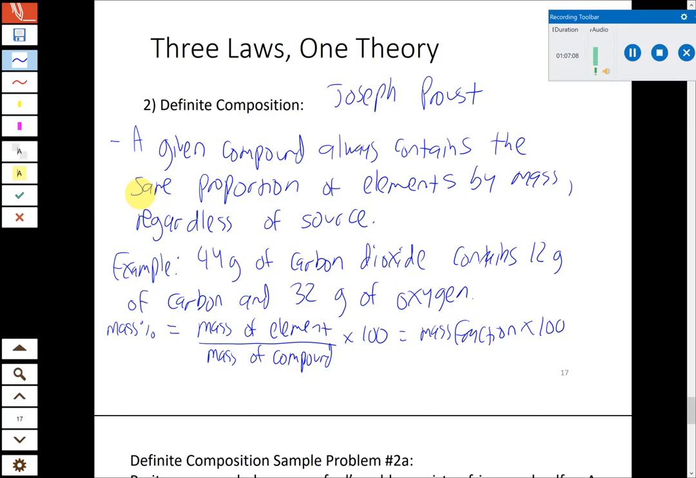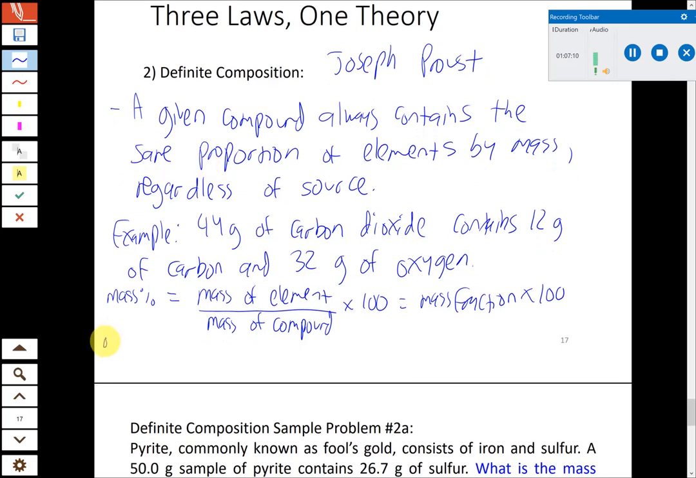So for carbon dioxide, we can calculate a mass percent for each element. So we can do it for oxygen, which would be taking the amount of oxygen in the compound, 32 grams, divided by the amount of carbon dioxide total, the amount of compound that we have, which is 44, and then multiply by 100. And so we get 73% for oxygen.